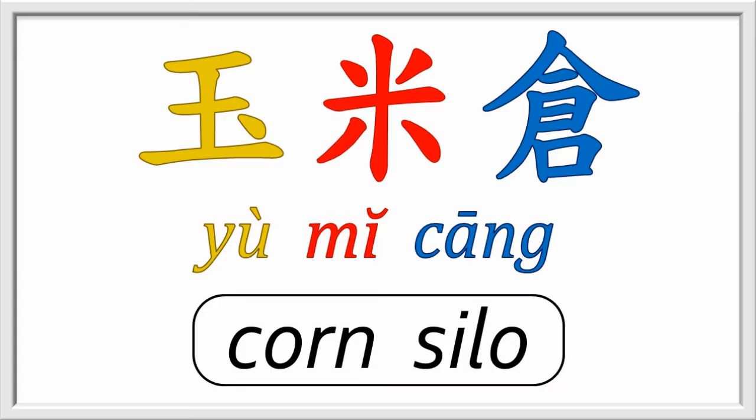It's pronounced first tone, 仓, 仓. A corn silo would be 玉米仓. To make a more useful expression, I'll introduce another character that pairs well with 仓.